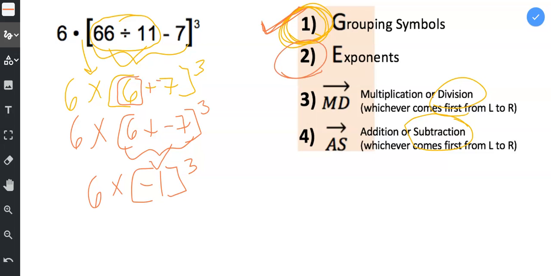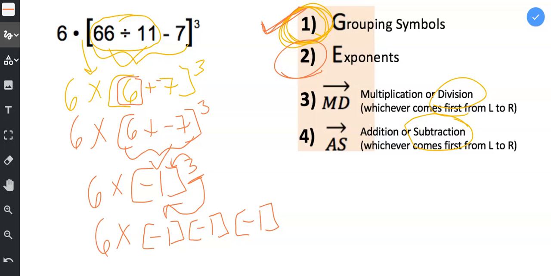Now I move on to exponents, which is step 2. The exponent 3 tells you how many times to record the base, and you actually record the brackets and all. So I just copy whatever the 3 was attached to. The 3 was attached to the brackets, so I'm going to copy the whole brackets 3 times. And you're multiplying these together.